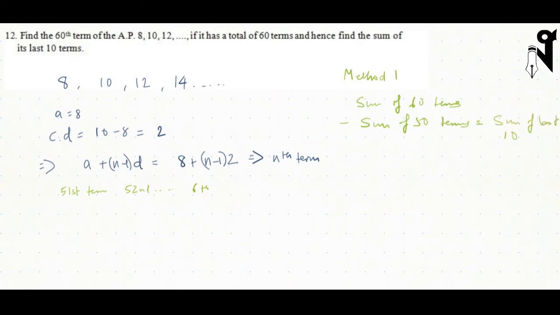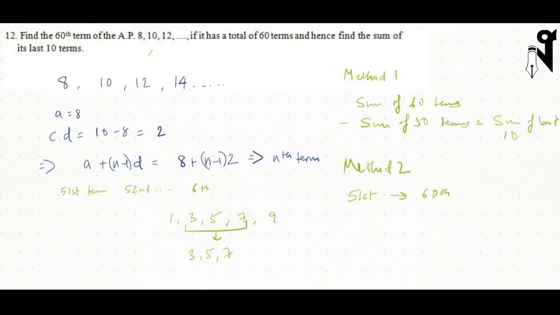Method 2: I can directly find the sum of the series which starts with the 51st and goes all the way till the 60th term. Now one interesting thing to note about an AP is that if from the middle of an AP, let's say this AP 8, 10, 12, I take out any number of consecutive terms, let's say from the simplest AP 1, 3, 5, 7, 9, I take out 3 consecutive terms, 3, 5, 7, it is always going to remain an AP. So if I take out any number of consecutive terms from an AP, the result is also an AP.